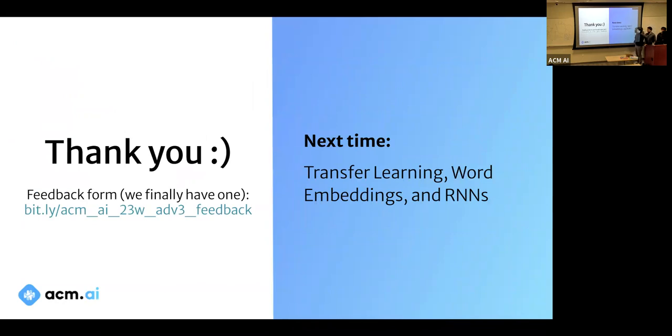And next time, we're going to be talking a little bit more about transfer learning, word embeddings, and recurrent neural networks, which is something that works with time series data and something very popular nowadays, which is natural language processing for stuff such as ChatGPT. Hope to see you next time.